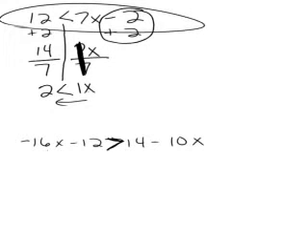This is negative 16x minus 12 is greater than 14 minus 10x. Now there are two ways we can do this. One way, we can carefully deal with our negative sign so that we don't have to worry about flipping our inequality. And the other way is to flip our inequality. So let's talk about the easiest way first. You want to combine, first of all, variables first, because I have them on both sides.